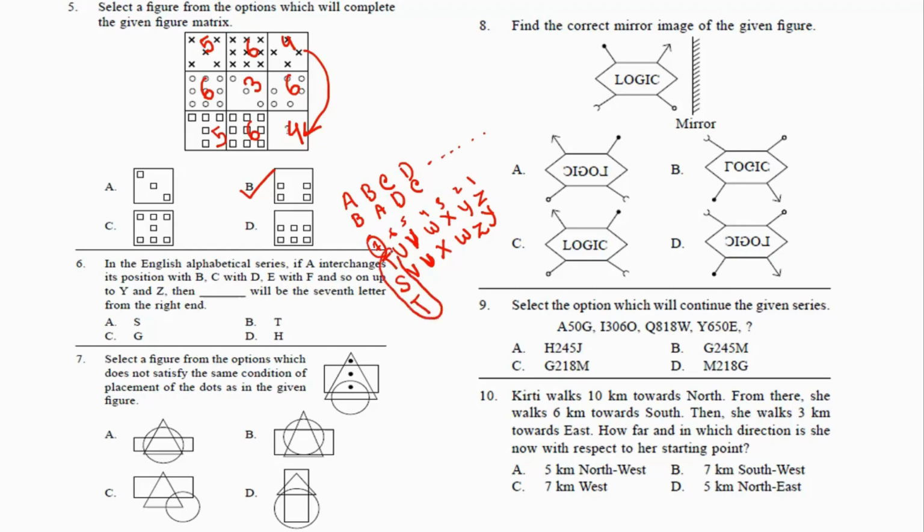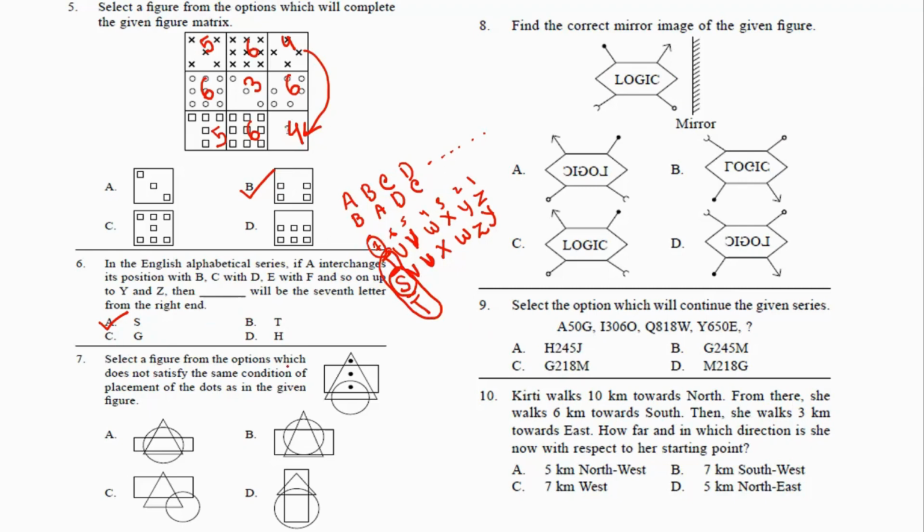Your answer should be option number A, that is S, right? So S is your correct answer. So the 7th letter is T, and T is substituted by S. So S is your correct answer, right? Okay. Now we come to question number 7.